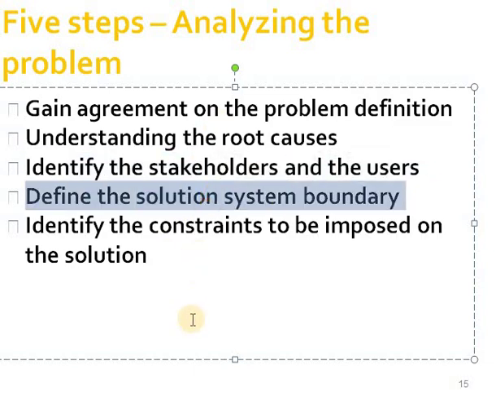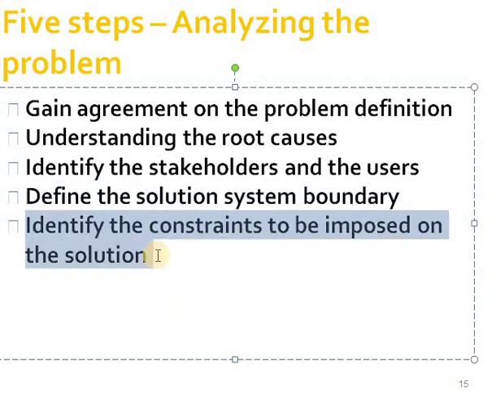Number 4, we must define the solution system boundary. Define the boundary of the new proposed solution system in order to restrict or limit the boundary or the domain of the solution. Number 5 is to identify the set of constraints that should be imposed on the solution.